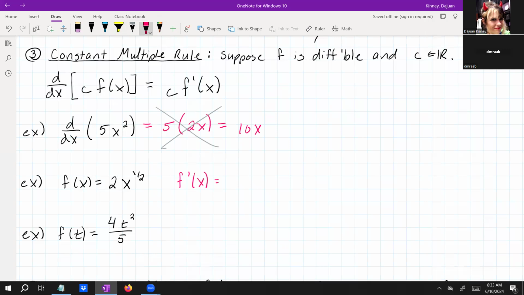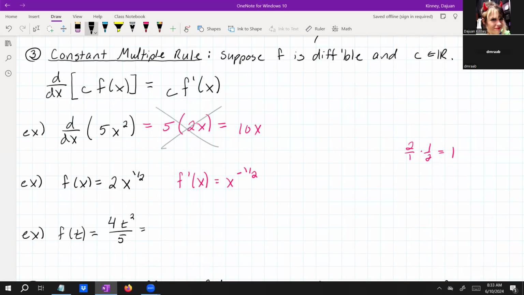Be cautious of your fractions. So 2 times 1/2. Do a little fraction side work. Equals 1. So I get x to the negative half. Again, fairly straightforward. All right.